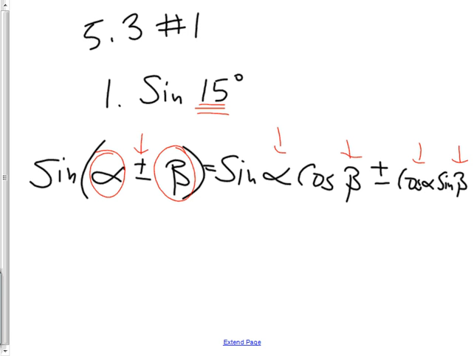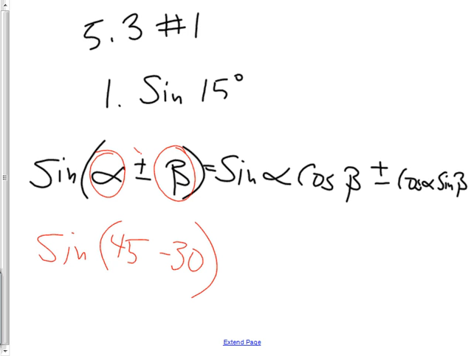30 and 45, I know both of those. You'd have to subtract that, exactly. So, tell me what to change this to. You just said it. Sine of what? 45 minus 30. And I know both of those. I can do sine of 45 and I can do sine of 30 because I have those triangles.